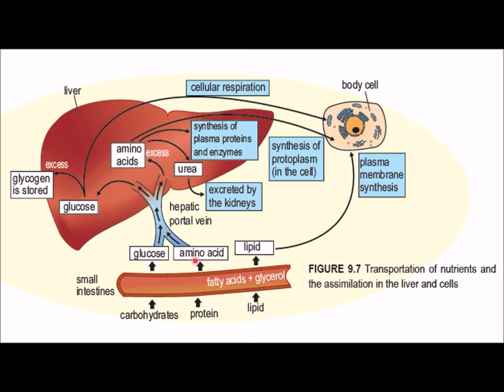So if we revise, excess glucose will be converted into glycogen. Excess glycogen will be converted into fats. Excess amino acid will be turned into urea and excreted from the body. Whereas the lipid, if it is in excess, will be stored under the skin in the adipose tissue. So this is the assimilation process that happens in our body, mainly in the liver and in the body cells.